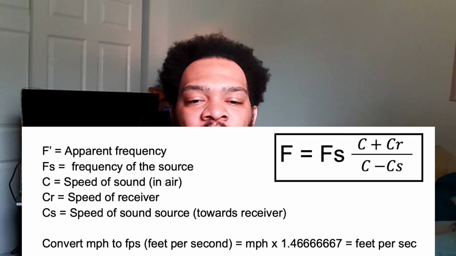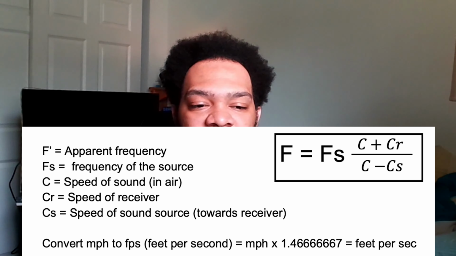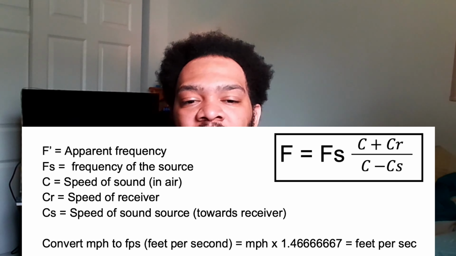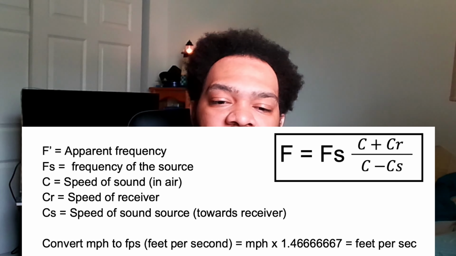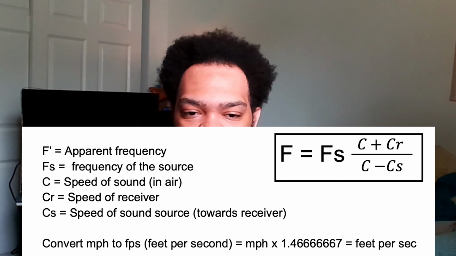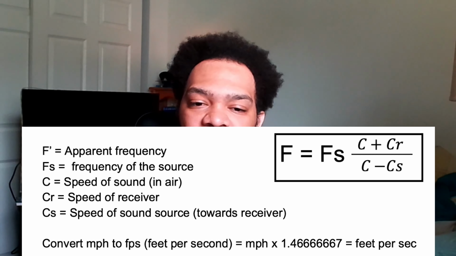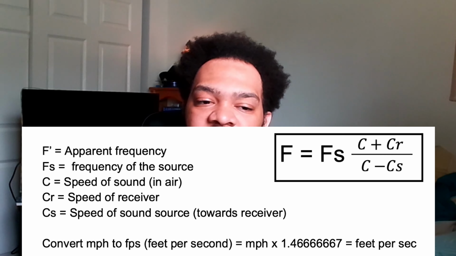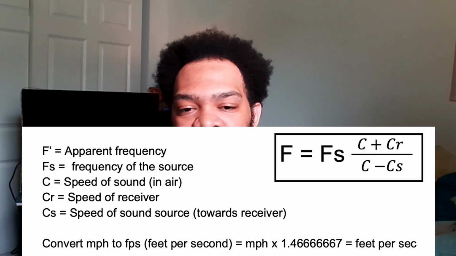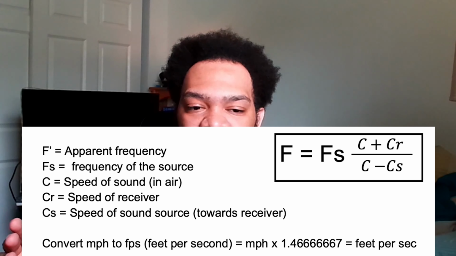The same would go for the speed of the source, which is CS. So altogether, it would be hertz times speed of sound plus speed of the receiver divided by the speed of sound minus the speed of the source. And actually, I have a little example here to show you.